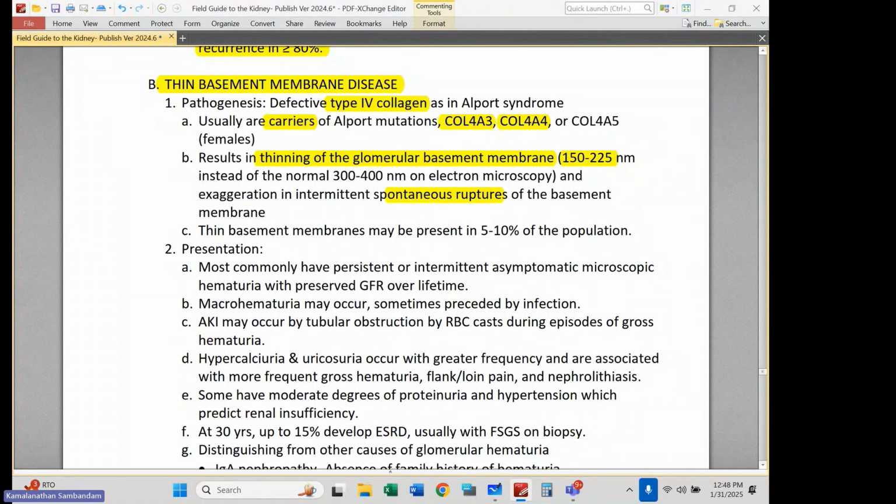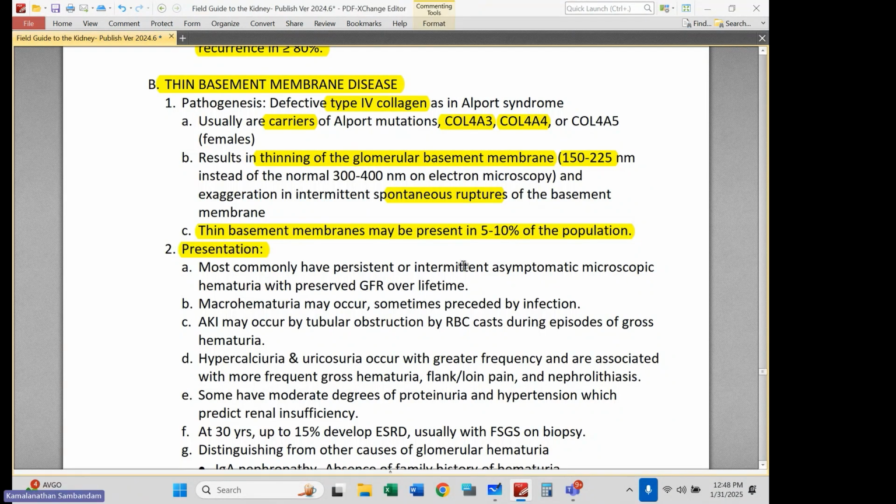Okay, and notice that even though genetics haven't been performed on everyone in this group, some biopsy series have found an incidental finding of thin basement membranes in 5 to 10% of the population. Although, again, this is not genetically proven thin basement membrane disease. I'm just highlighting how thinning of the basement membrane is actually pretty common if you were to look for it rigorously on kidney biopsy specimens. Okay.